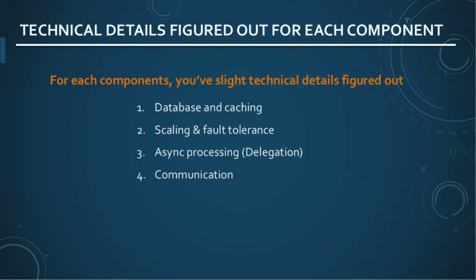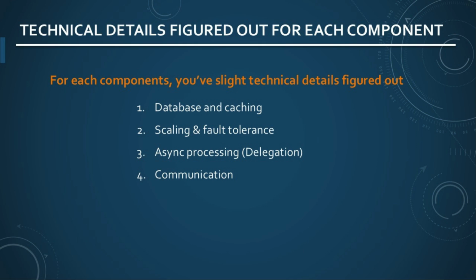Third thing, for each component, how do you know you build good systems? Third point, for each component, you have the technical details figured out. For example, database and caching, scaling and fault tolerance, asynchronous processing, communication, the four parameters that we looked into in the previous video. The same parameters for every single subcomponent that you have. Like for web server, there should not be anything that is asynchronous there. In case there is, you add it. Otherwise, you don't add it, right? Communication might be pretty straightforward HTTP, but have those details figured out.